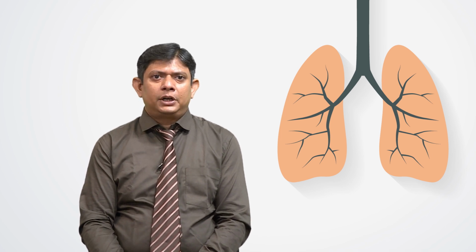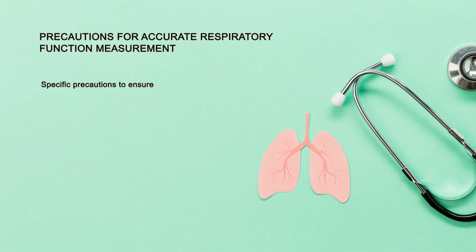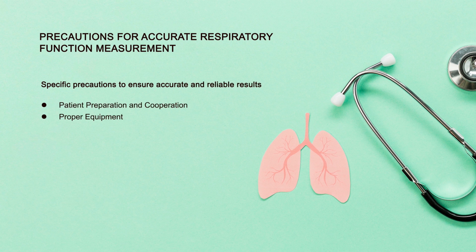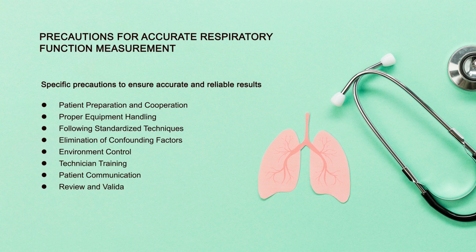When conducting respiratory function measurement, it is crucial to take specific precautions to ensure accurate and reliable results. Here are some important precautions to consider. The first one is patient preparation and cooperation. It can be achieved by explaining the procedure to the patient and ensuring that they understand how to perform the test correctly. Advise the patient to avoid heavy meals, smoking and rigorous exercise before the test. Ensure the patient is comfortable and at ease before starting the measurement.